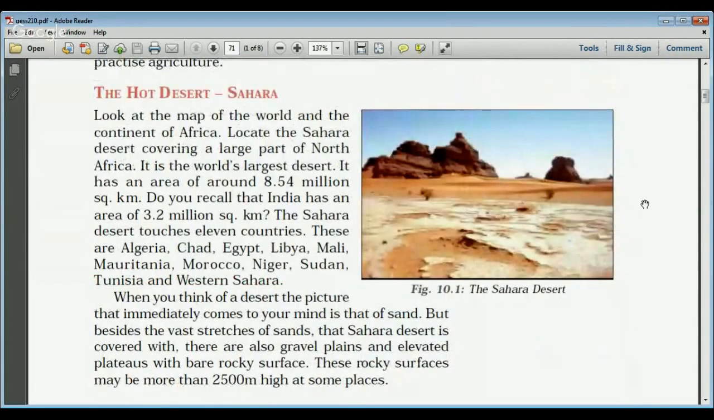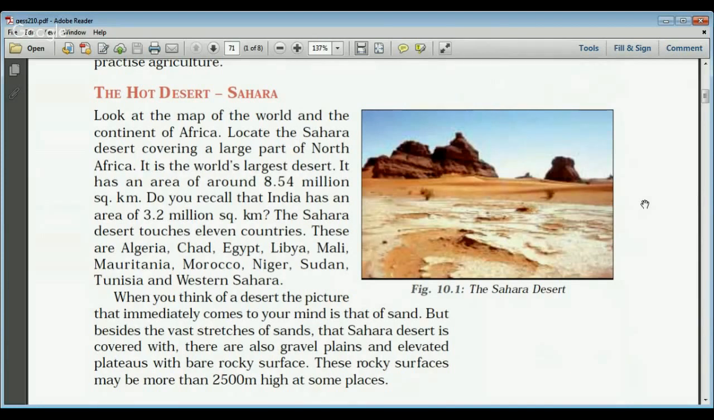If you look at the map, you will find that Sahara is located in the continent of Africa, and it covers a large part of North Africa, and it is the world's largest desert. So the world's largest desert is Sahara. This is a very important fact to remember for exams. The area of Sahara is around 8.54 million square kilometers. If you compare it with India's area, which is only 3.2 million square kilometers, the Sahara would be around 2.5 times the area of India.